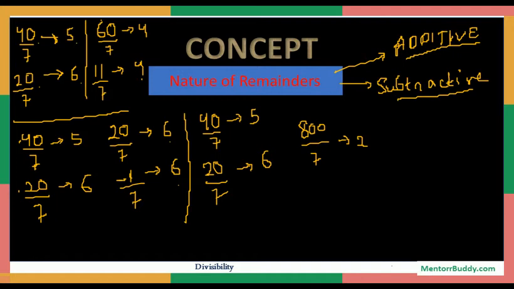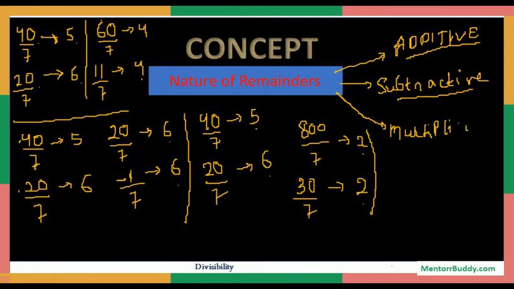So understand one simple thing: when you divide 800 by 7, the remainder will be 2. Now I'm going to multiply the two remainders. So 5 into 6 will be equal to 30, and again the number 30 divided by 7, the remainder will be equal to 2. So in this case we can see the remainders are again coming out to be the same. So the remainders are also multiplicative in nature. So we can see remainders are additive, subtractive and multiplicative in nature. These are three important properties which need to be remembered in order to solve most of the questions of remainders.